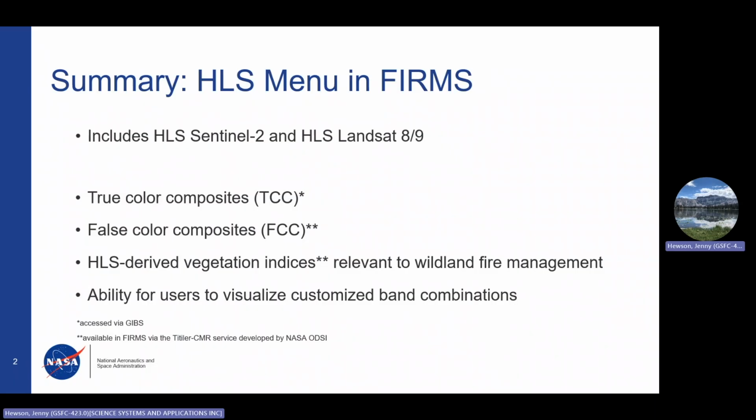wildland fire management context. These include the normalized difference vegetation index, the normalized difference moisture index, the normalized burn ratio, as well as the normalized burn ratio 2. And over time, we'll potentially incorporate dynamic stretching of the vegetation indices into FIRMS. And finally, FIRMS has incorporated the ability for users to actually visualize their own customized HLS bands based on combinations of the 13 Sentinel-2 bands or the 9 Landsat 8.9 bands.